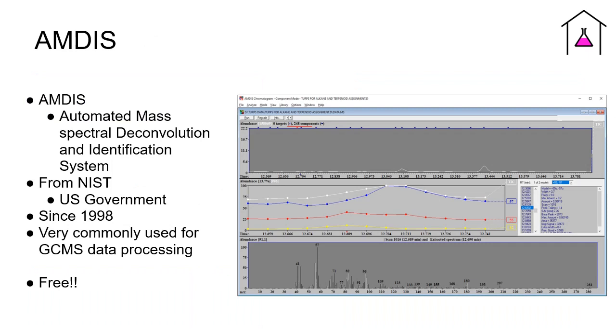To complete this task, you'll be using a piece of software called AMDIS. AMDIS stands for Automated Mass Spectral Deconvolution and Identification System, and it was developed by part of the US government called NIST. It's very commonly used for GCMS data processing around the world, and the great benefit to you guys is it's free.